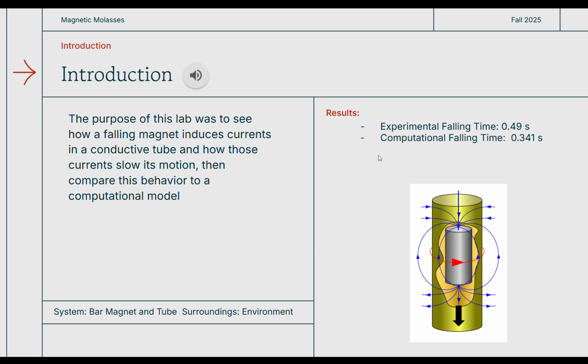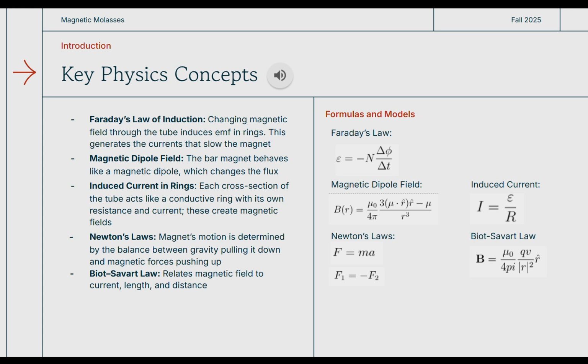The system was the bar magnet and the tube that it was in, and the surroundings was everything else in the environment. And our results were an experimental falling time of 0.49 seconds and a computational model falling time of 0.341 seconds.